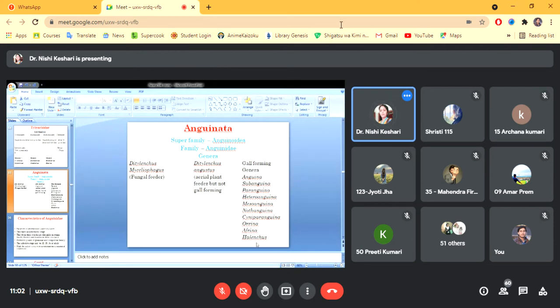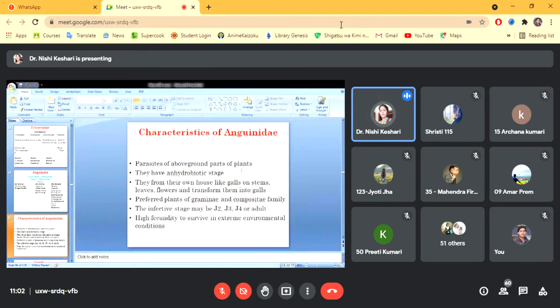Now for gall formation, you know Anguina is commonly considered along with Subanguina, Paranguina, Heteranguina, Mesoanguina, Nothoanguina, Cynipanguina, Orrina, Afrina, and Halenchus. All these genera can form galls on plant parts: some form them on seeds, some on leaves, some on branches. According to their feeding habits and different structures, they are placed in different genera.